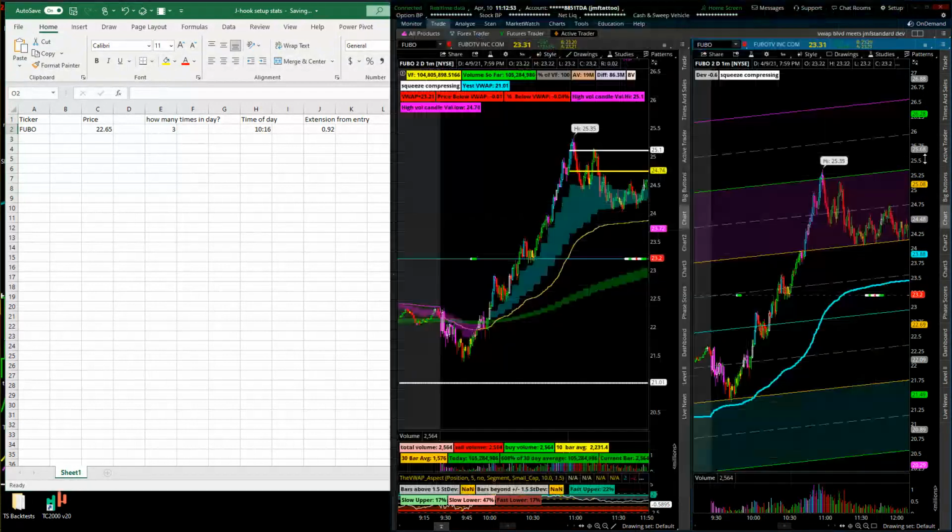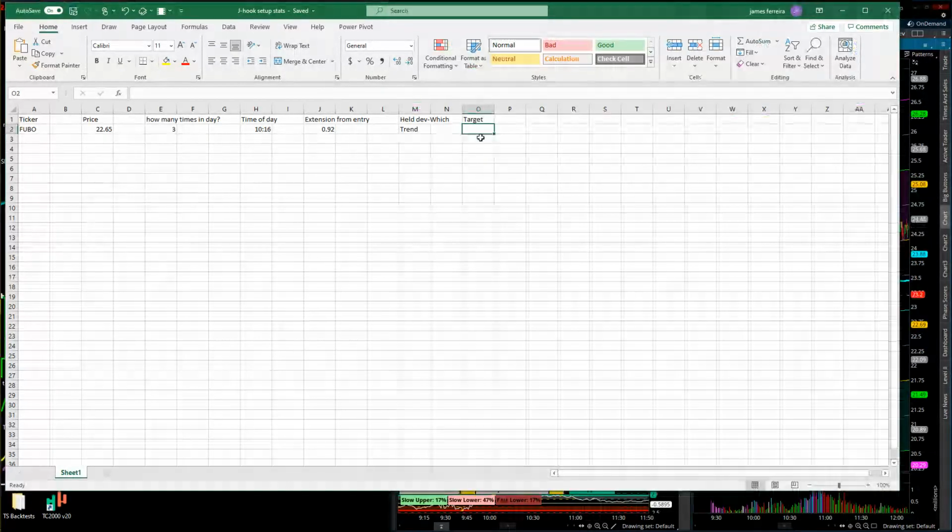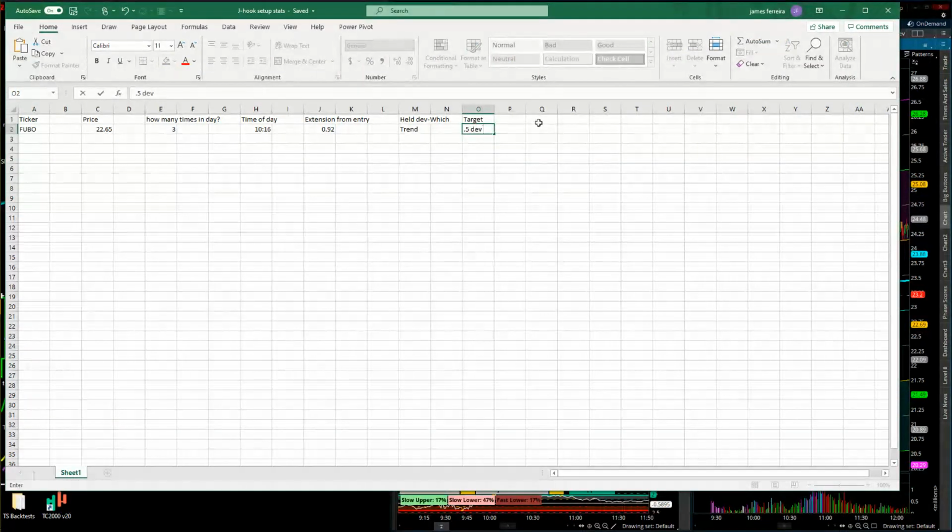My first target on that setup would have been the half deviation and then +1. So we'll go with that first one. So 0.5 dev. Now I'm literally doing this for myself, so I'm just showing you what data sets I collect.